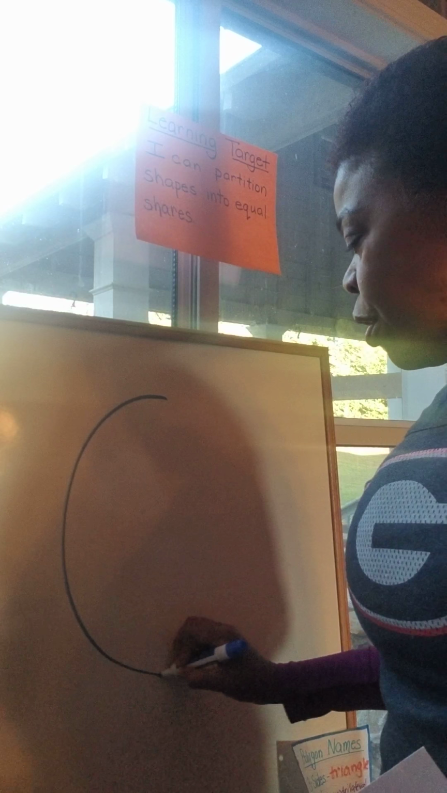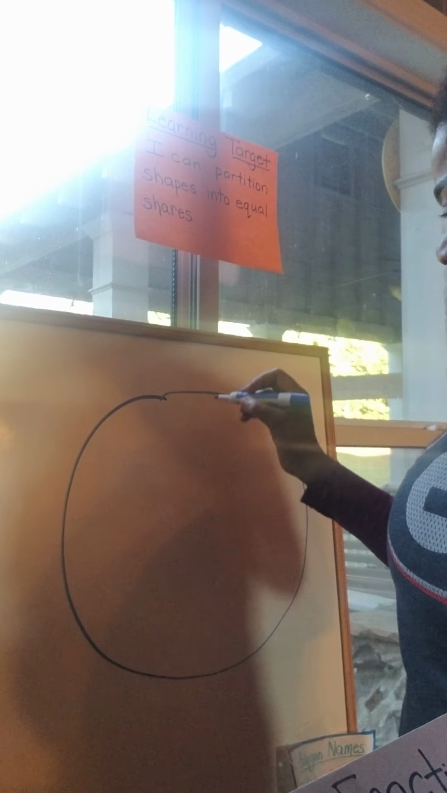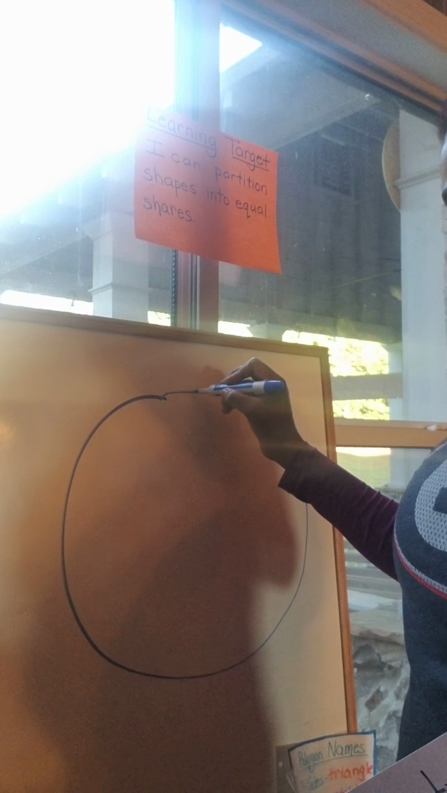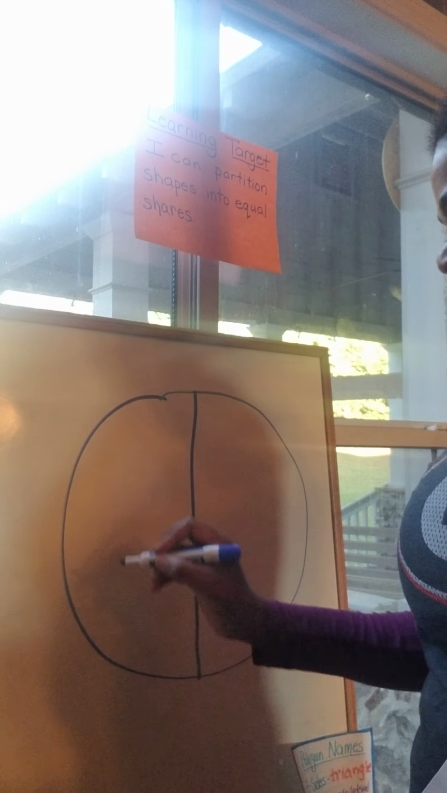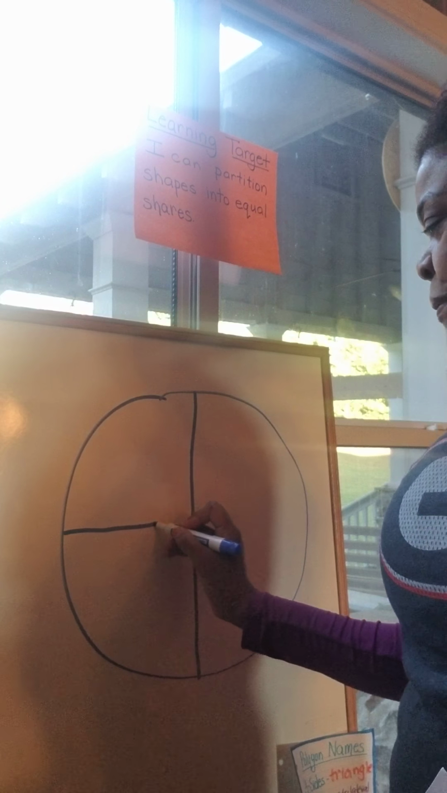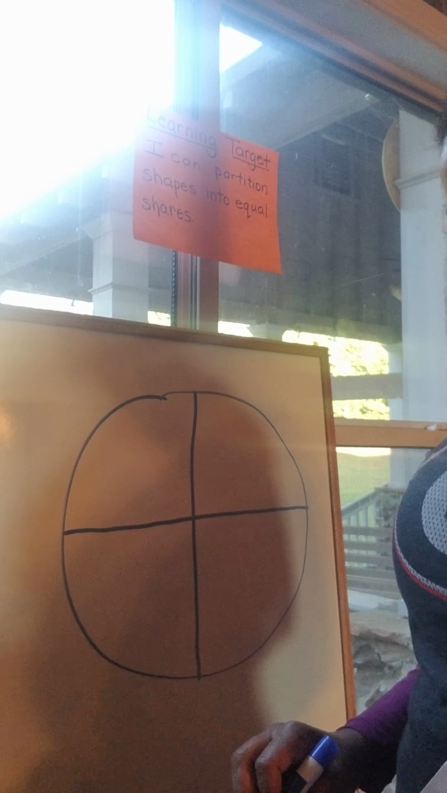So you have your circle. I'm just going to do a circle. Okay, and then you're going to make it into 8 equal parts. You're going to divide it in half. Right? There's divided in half. Then you're going to divide it in half again. Now it's divided into fourths, correct?